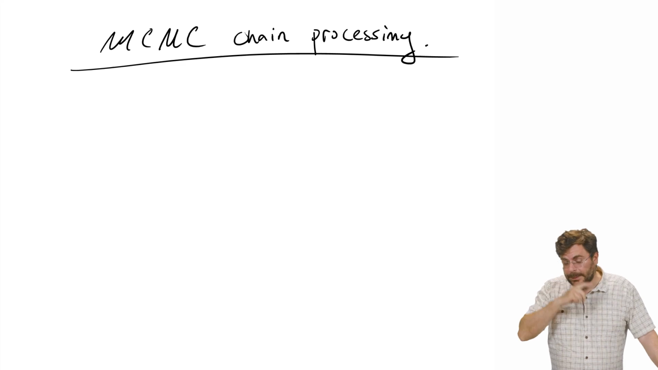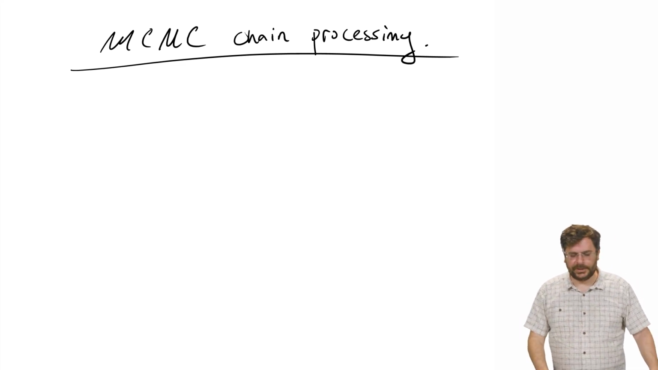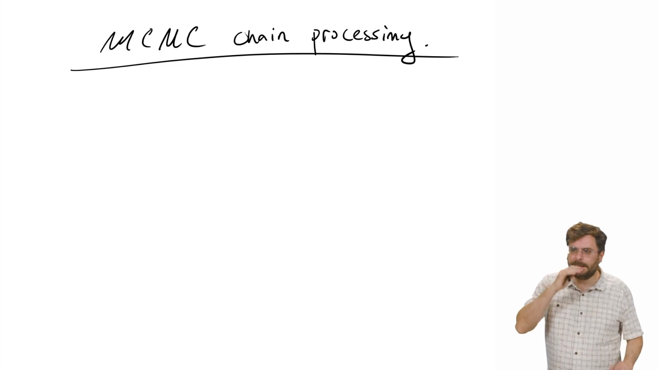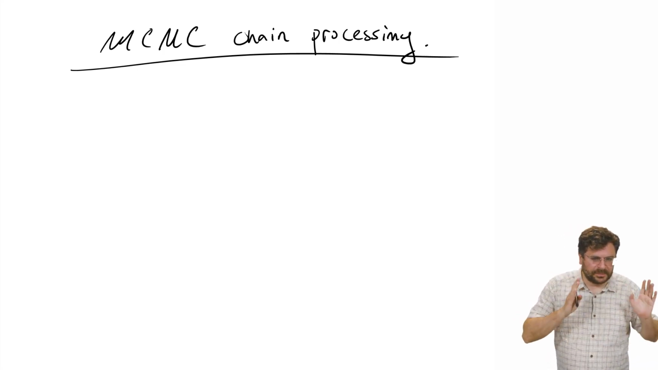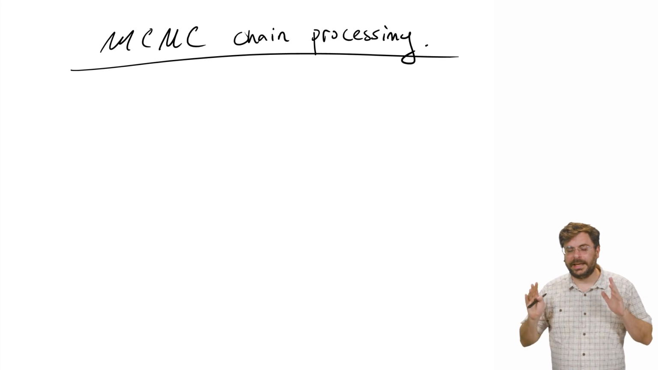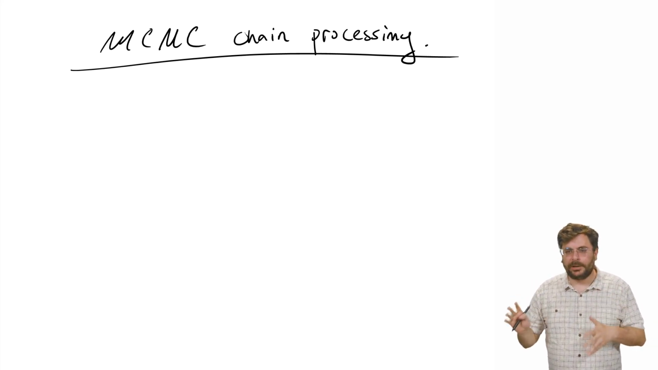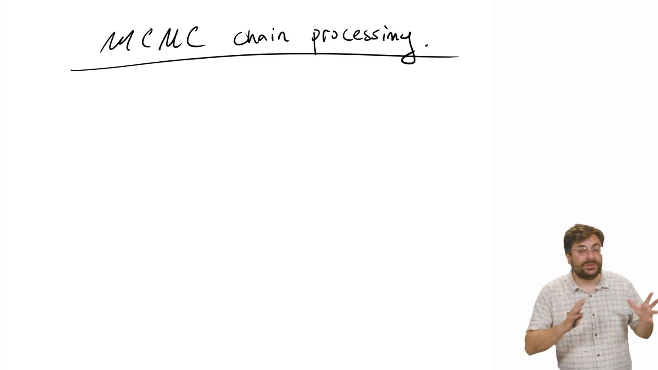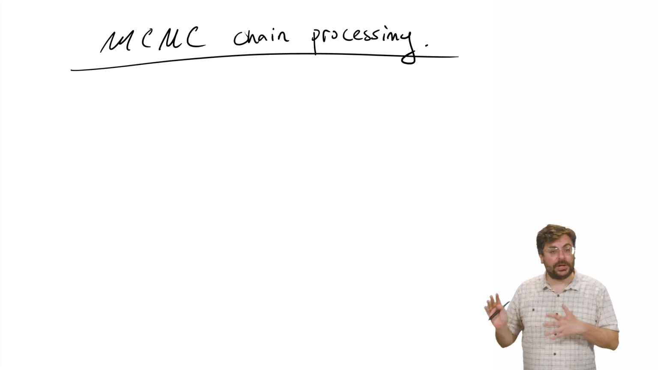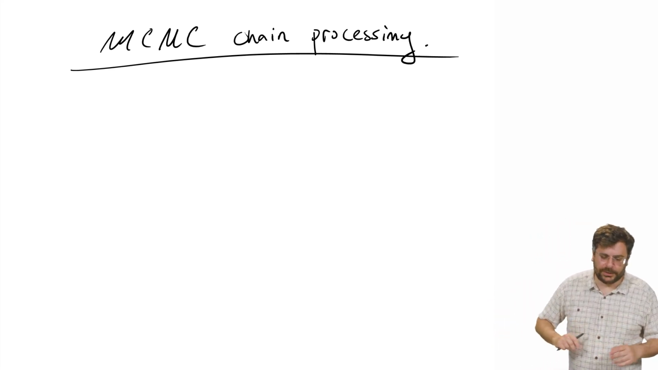Before we talk about MCMC chain processing, there is one thing, again, that I want to emphasize, which is the difference between straight up direct Monte Carlo versus building a Markov chain, or Markov chain Monte Carlo. Whenever you can do direct Monte Carlo, of course you should always do direct Monte Carlo. You should not be using Markov chain Monte Carlo.